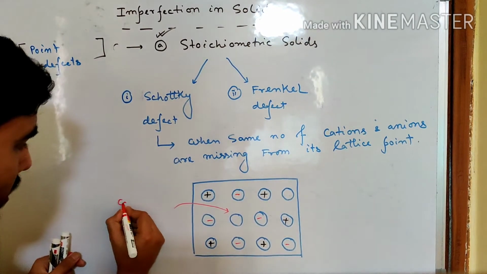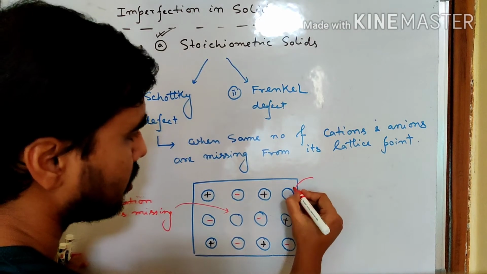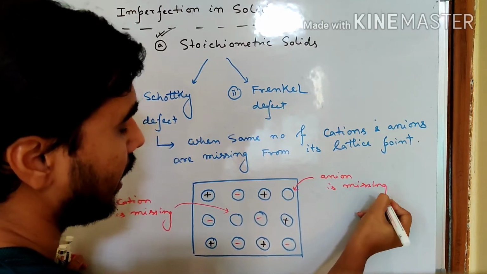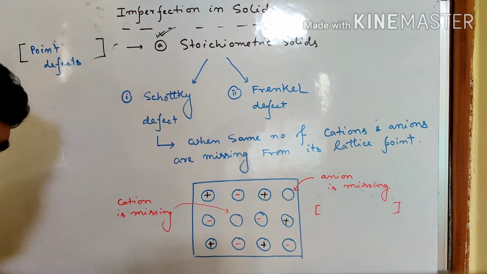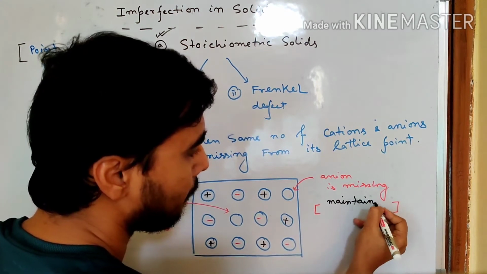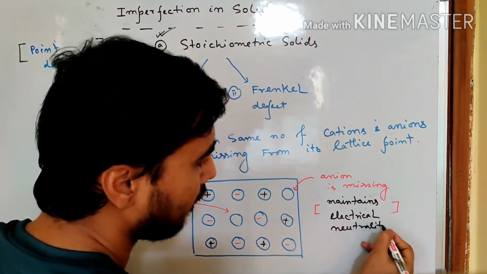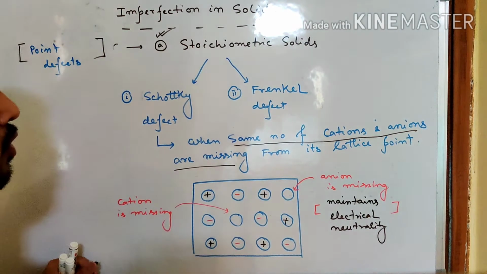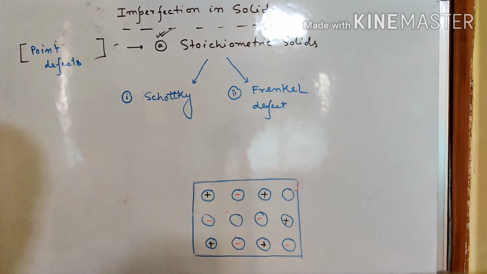Here cation is missing and here of course anion is missing. And since one cation and one anion is missing, it will also maintain the electrical neutrality. It maintains electrical neutrality. So this is the important line. Same number of cations and anions are missing from its lattice point. So this is how Schottky defect will look like. Write it down.